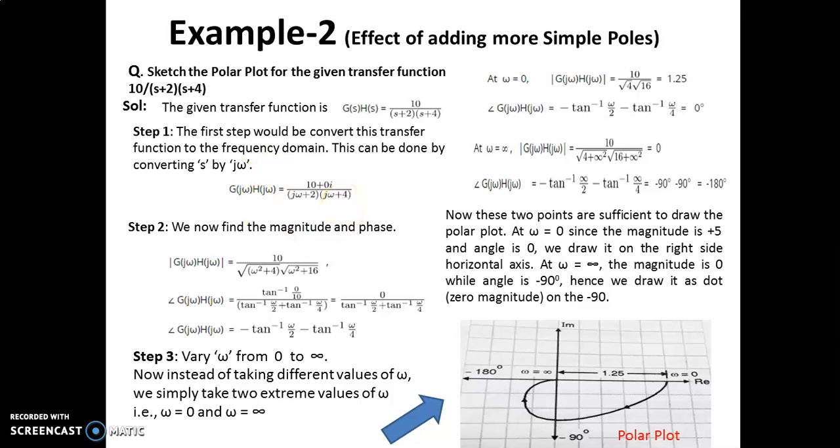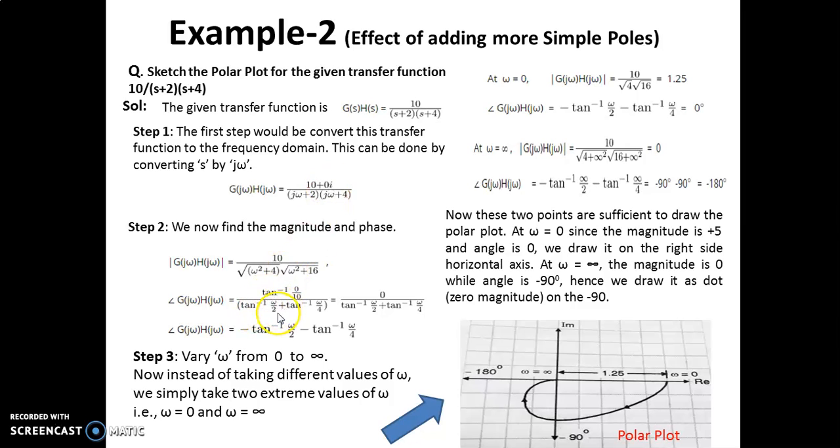Now it has a magnitude and phase. The magnitude is 10 over the square root of (omega square plus 4), this is the first term, and the second term is the square root of (omega square plus 16). Similarly you can find the angle. The numerator has the constant term 10 plus 0j, so its angle is 0 only.